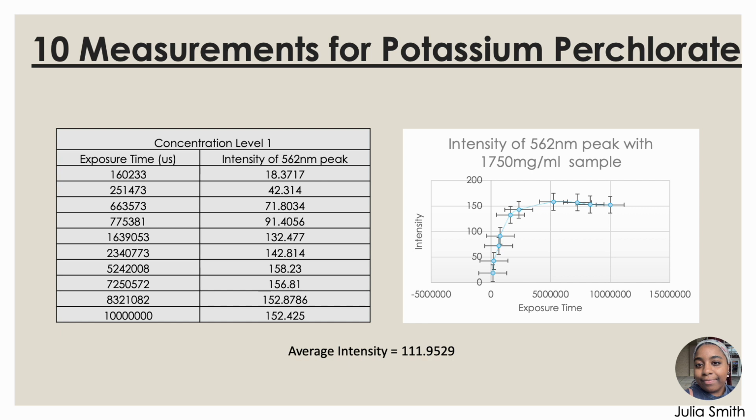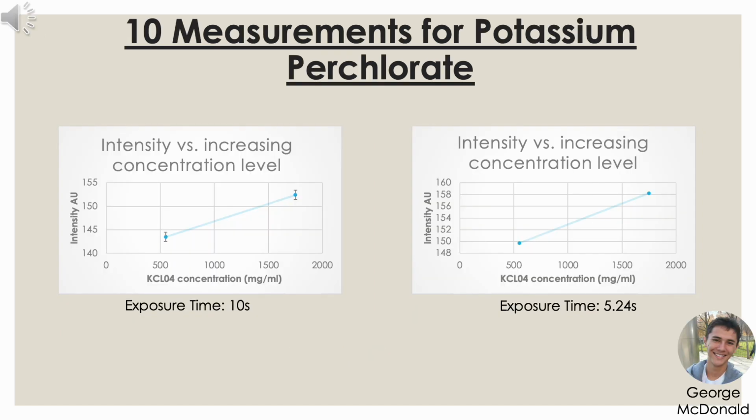To make sure that our spectrometer is accurate, we use 10 measurements for potassium chloride at level 1 concentration, and that is the higher concentration of the two. Again, on the left side, we see a table of the exposure time versus intensity and a graph associated with it. The average intensity is 111.9529. On the graph on the right, since it shows large error bars again, that means the points we used are more spread out and not as concrete.